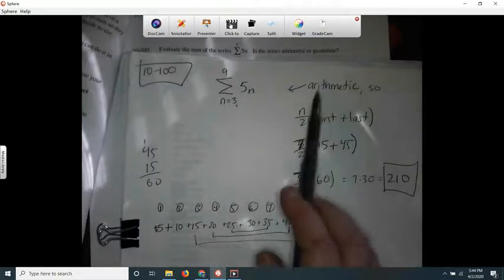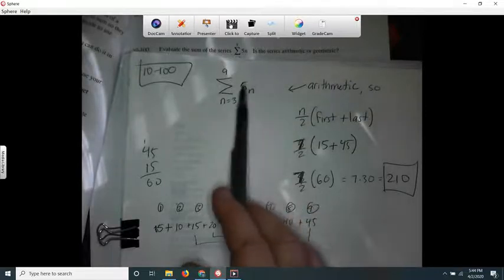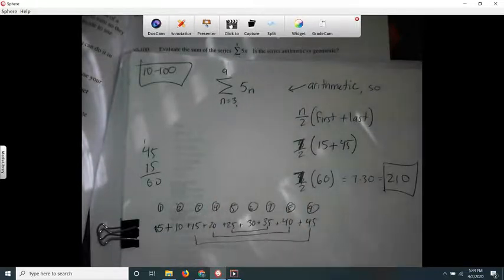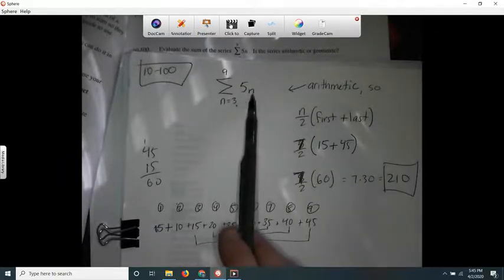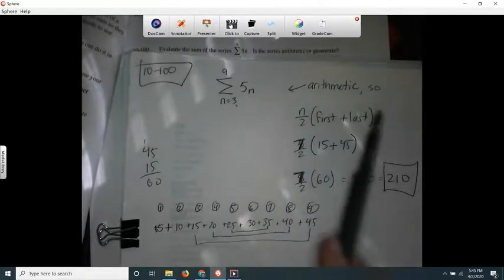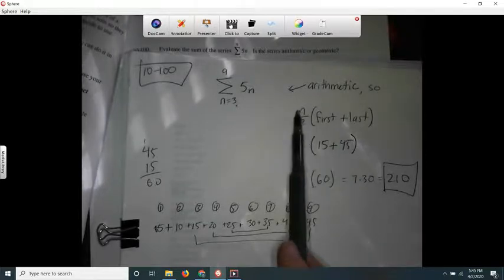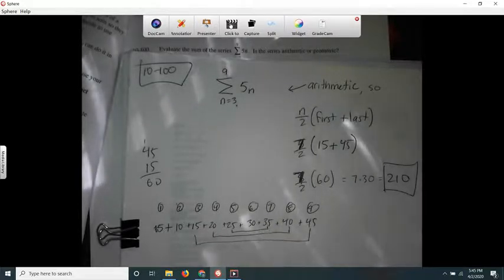So if it's arithmetic, because the only kind of sequences that we know right now are arithmetic or geometric. Arithmetic is linear, and geometric is like y equals a times b to the x. It's exponential. This one's linear, so it's arithmetic. So we know that we can sum up these series by taking the first term plus the last term and multiplying it by however many pairs of terms there are.